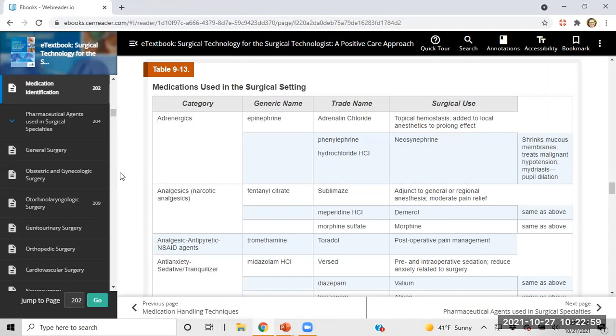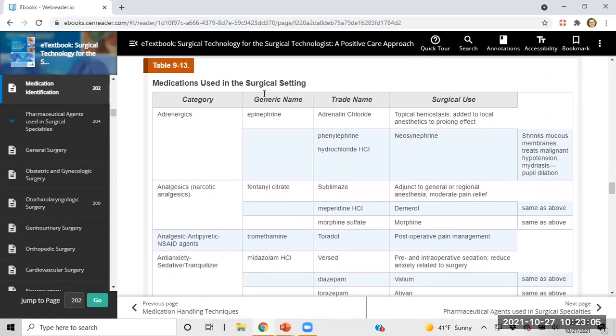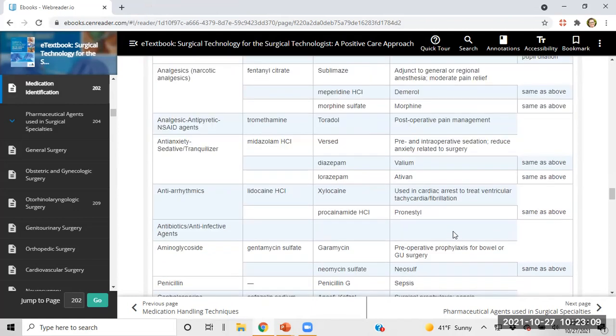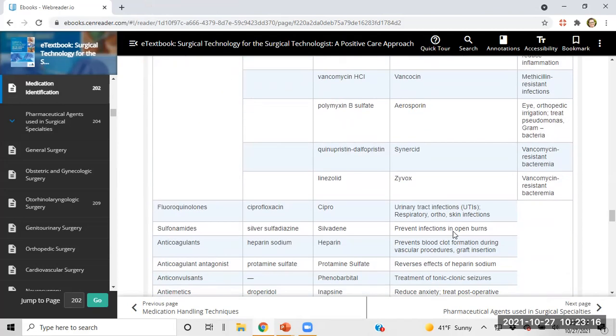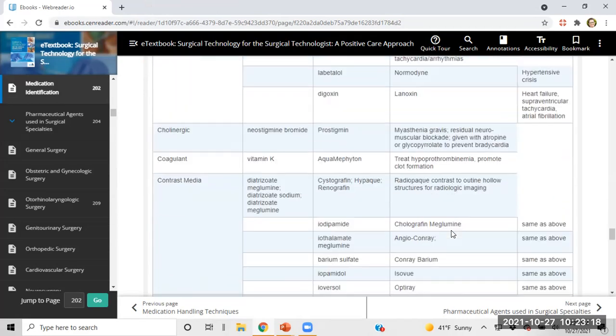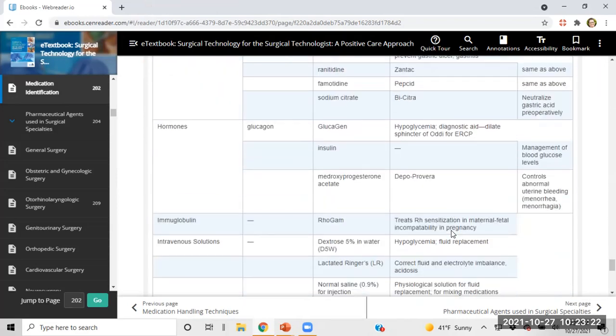These are a lot of the standard medications that are going to be used in the surgical setting. And you can see they're named by categories, generic name, trade names, and what they're used for. You definitely want to make sure that you go through these just to familiarize yourself with the names and categories of what these medications are. Of course, there's a lot of them. You're not going to be responsible for knowing every one of these.